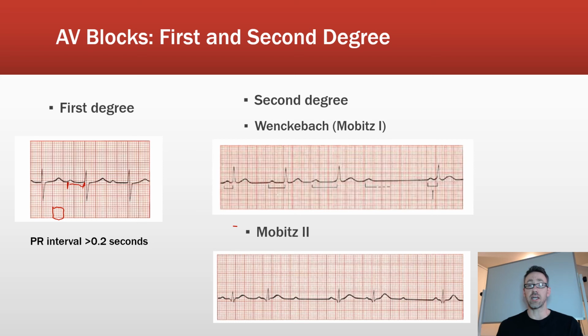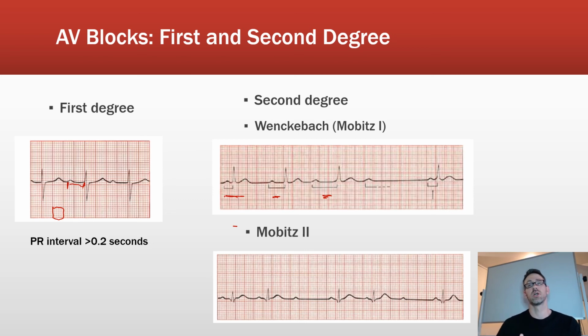Now, in a second degree AV block, we have a Mobitz I and a Mobitz II. A Mobitz I is also referred to as a Wenckebach. If we look at this ECG, it's already bracketed for you. In the first complex, the PR interval looks somewhat normal. But the second PR interval that follows it looks longer. By the third PR interval over here, it's even longer than the other one. So it continues to increase.